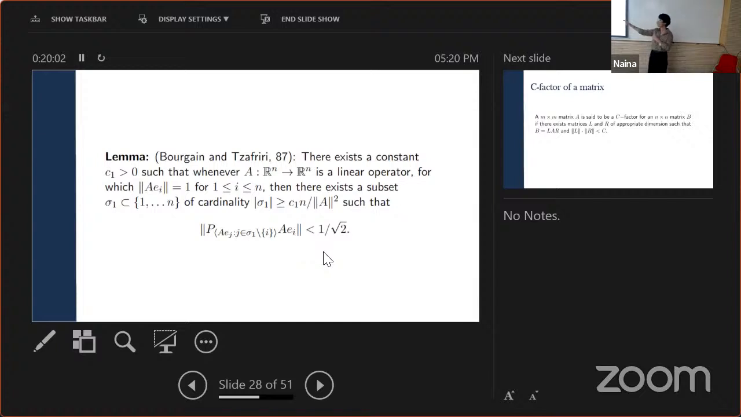Then what it says is, if I look at the projection of column 1 onto the subspace spanned by columns 2 and 3, then the norm of this would be bounded by 1 by root 2. Similarly, if I take the second column and project it onto the subspace spanned by the first and the third column, that also has norm less than 1 by root 2. And if I take the third vector and project it onto the subspace spanned by 1 and 2, its norm would be less than 1 by root 2.